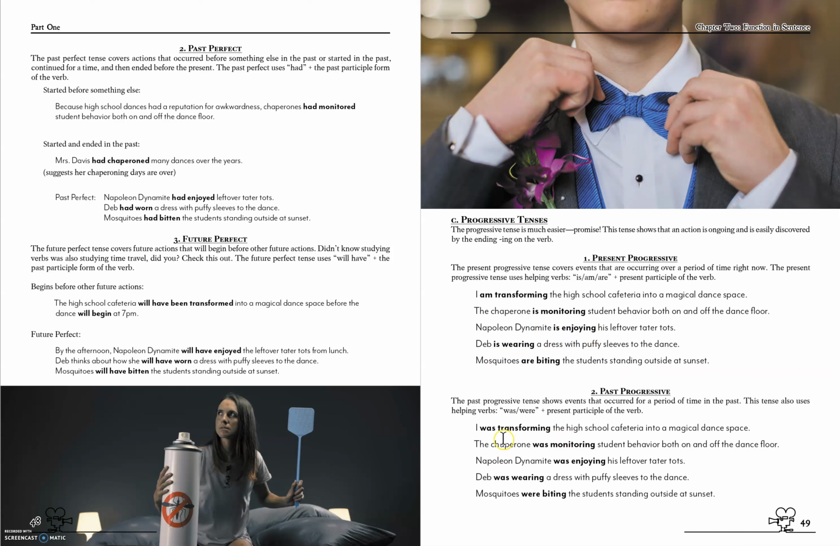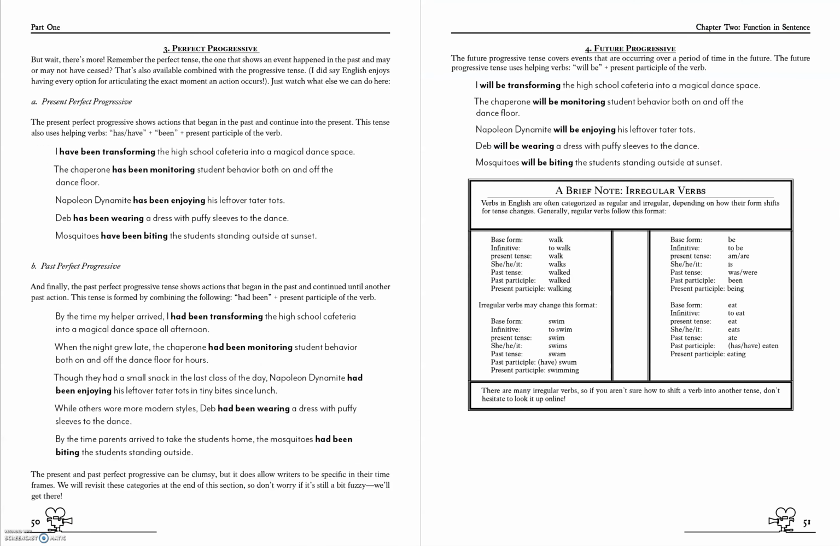But we can make that past tense, and then we're like, I was transforming. I was monitoring. He was enjoying. She was wearing. They were biting. So that's what happens when you take the progressive from the present and you put it into the past. Now, we've got one more, right? But this one, because we need all the choices in English, this one actually breaks up into two sections.